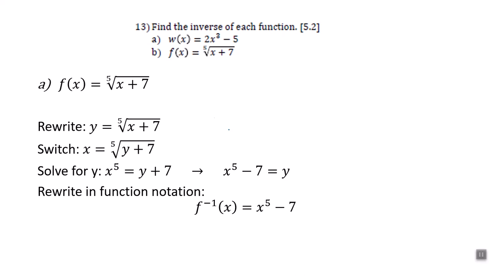Math can be easy. Remember, we're given function notation to start, so we make sure we finish it with function notation in the end. We want to find the inverse of each function. It tells you exactly how to write your answer. F inverse, f to the negative 1 of x equals x to the 5th minus 7.